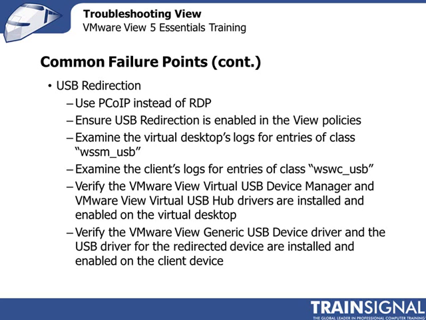You also want to check the client device, if it's a Windows machine, to make sure that the VMware View generic USB device driver and the USB driver for that specific device are both installed and enabled. These are critical to being able to redirect across the PC over IP connection.